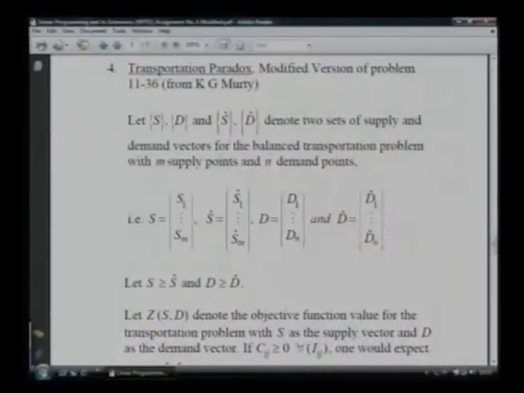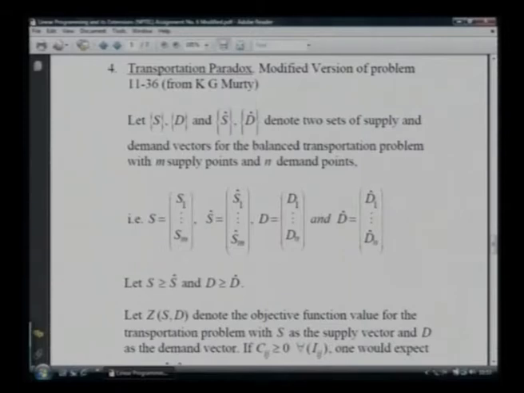For problem 4, I have taken this transportation paradox again from K.G. Murthy's book. It is a modified version. I have modified the problem. So essentially what I am telling you is that S and D is one set of supply and demand, S hat and D hat is another set of supply and demand for a transportation problem, and S is greater than or equal to S hat and D is greater than or equal to D hat. Since these are all vectors, that means component wise each Si is greater than Si hat and each Dj is greater than Dj hat, right.